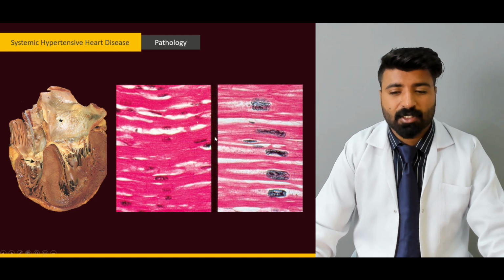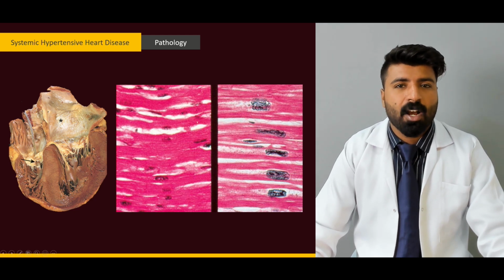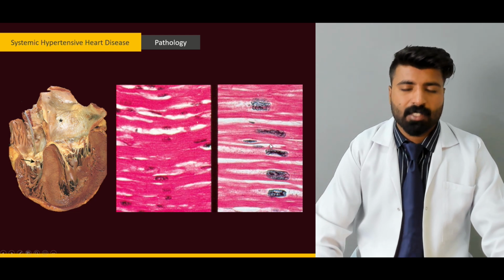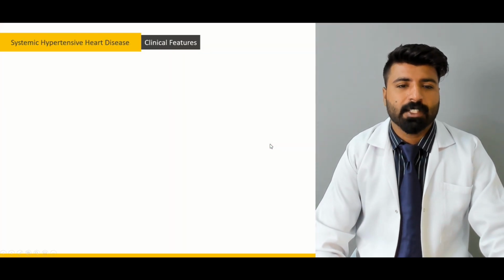Now look at this. These are stretched, the nuclei are elongated, the nuclei are bigger in size, they are stretched along the way. That's how I know that it's pathological. It's after hypertensive heart disease.